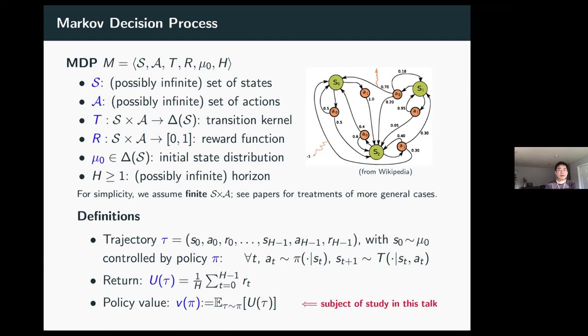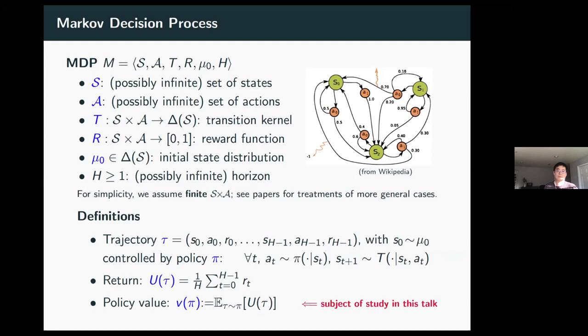And then at the bottom of the slide, you define the trajectory, which is a sequence of states, actions, and rewards up to horizon H. So H is the length of the trajectory. The first state is drawn from the initial state distribution mu zero. And then if you have a policy pi, you use pi to sample actions given the current state. And the next state is sampled from the transition probability kernel. This is how you can generate a trajectory, which is a random object. And then given the trajectory, you can compute the return, which is the reward averaged over the H steps. And then finally, the quantity that we want to estimate in this talk is the value of the policy. It is defined as the expectation of the return.